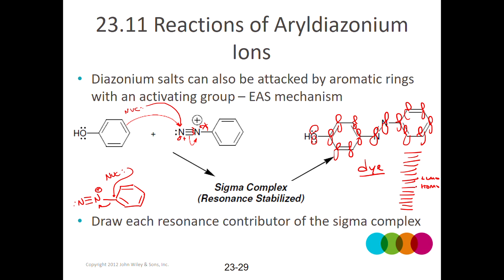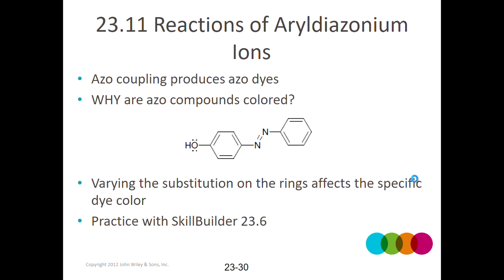And so when that wavelength of visible light is absorbed, you don't see it with your eyes, you see the other wavelengths, and that gives you the color. Right? So these types of compounds are dyes. They're very common dyes.